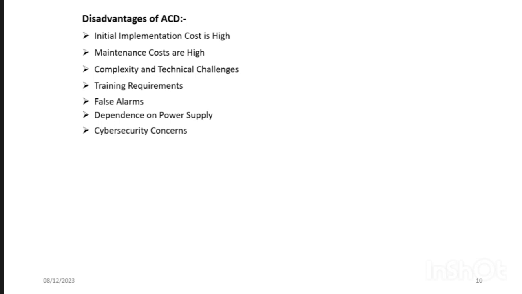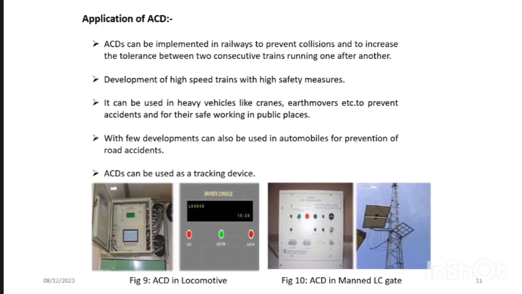Moving to the next slide, we have the applications of ACD. ACDs can be implemented in railways to prevent collisions and to increase the tolerance between two consecutive trains running one after another. Development of high-speed trains with high safety measures. It can be used in heavy vehicles like cranes, earth movers, etc. to prevent accidents and for their safe working in public places. With a few developments, it can also be used in automobiles for prevention of road accidents. ACD can be used as a tracking device.